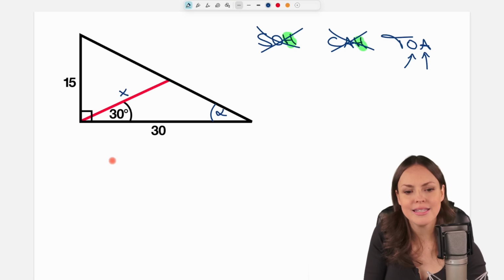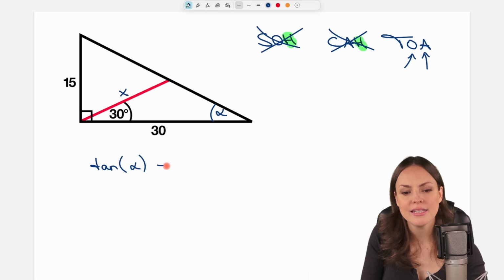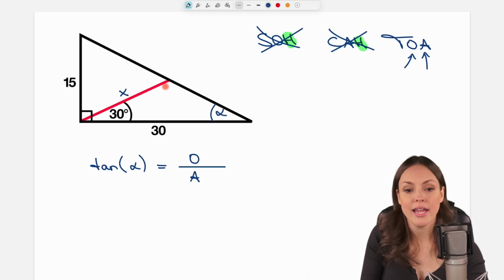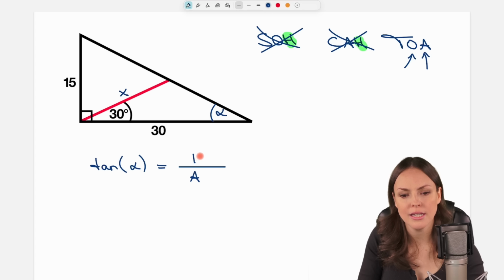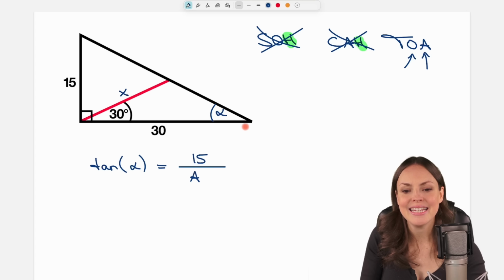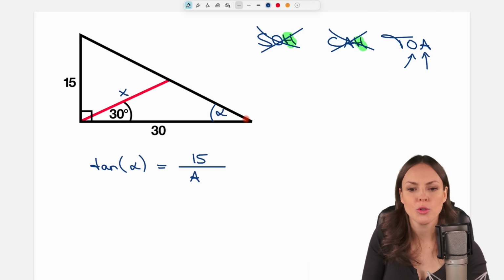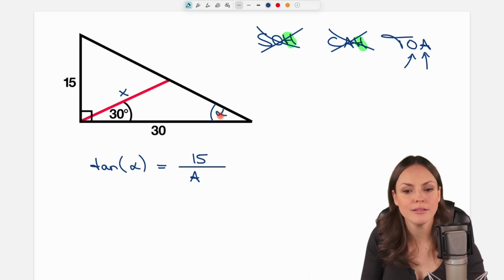So the tangent says take tangent of your angle alpha, and this is then equal to the opposite side divided by the adjacent side. And the opposite side of our angle alpha is the side across here, so it's the 15. We can insert the 15 in here. And the adjacent side is the side next to my angle alpha, which is not the hypotenuse. So this side here is also next to my angle, but it is already the hypotenuse across the right angle. So the other side next to my angle, this is my adjacent side, which is of length 30.